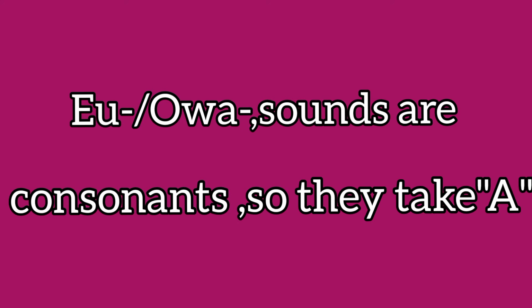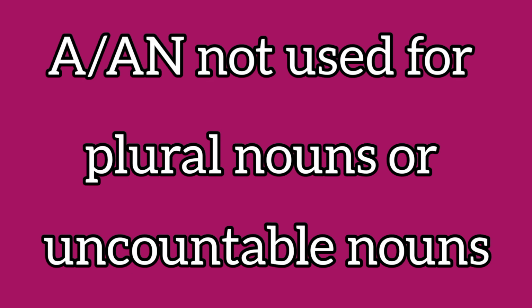A one-eyed man. Now, one starts with the vowel letter O. The spelling one starts with the vowel letter O, but its pronunciation starts with the consonant sound W, like that of W. So here the indefinite article a will be used and not an. A one-eyed man. A unique proposal.